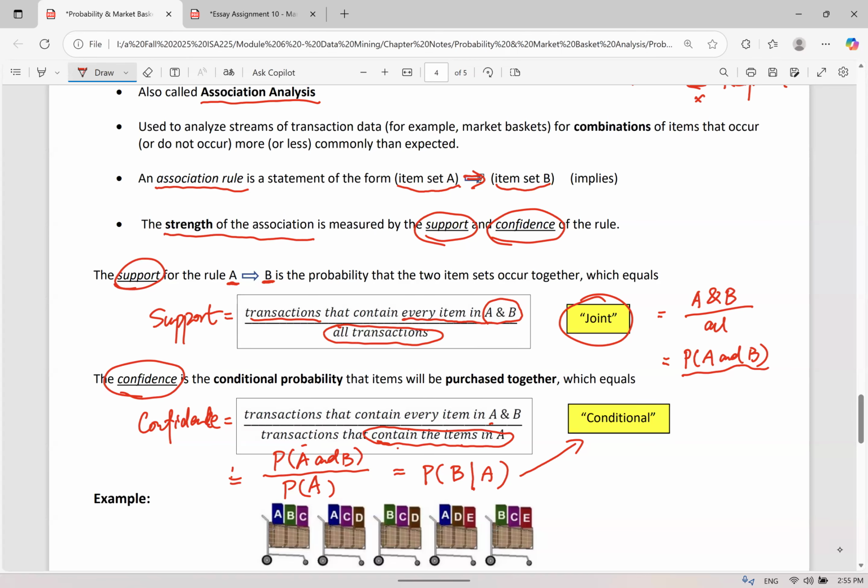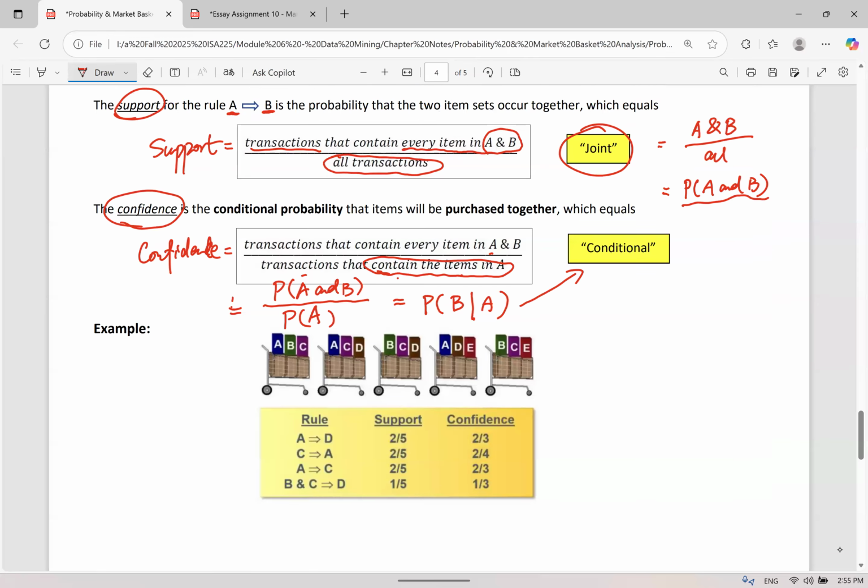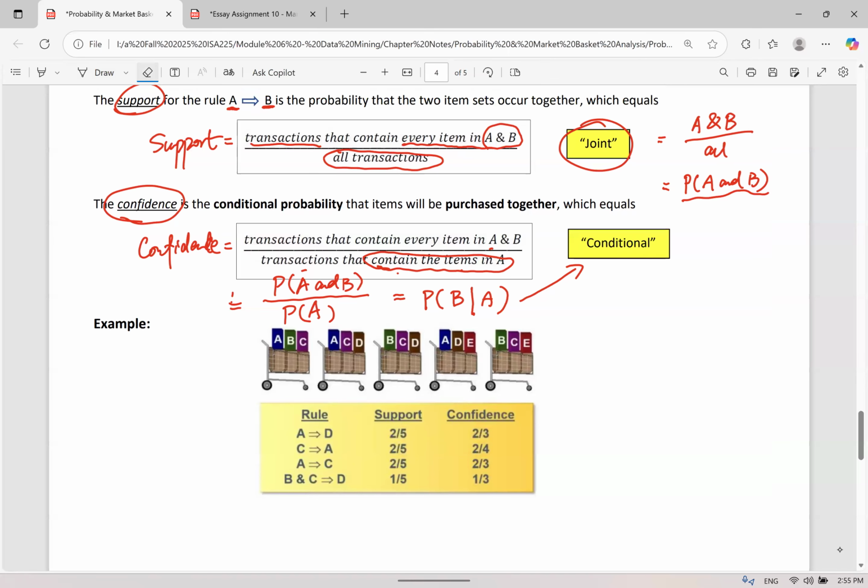All right, so now let's use this simple example to practice these two criteria. Here we have just 5 baskets. If you go shopping in the grocery store, you have baskets, and for each basket or each transaction, you have different items. Okay, so let's talk about the first rule. We want to talk about the association rule that A implies D.